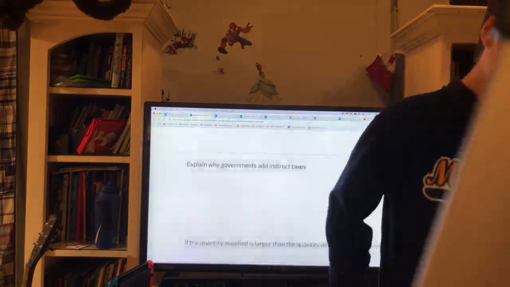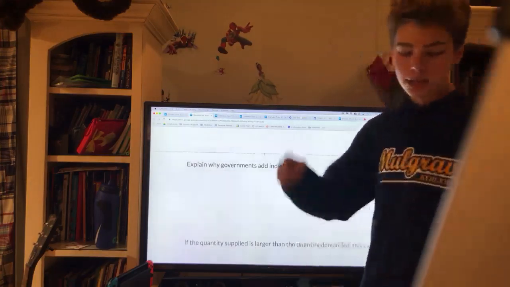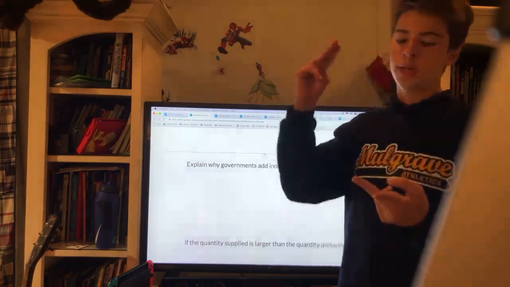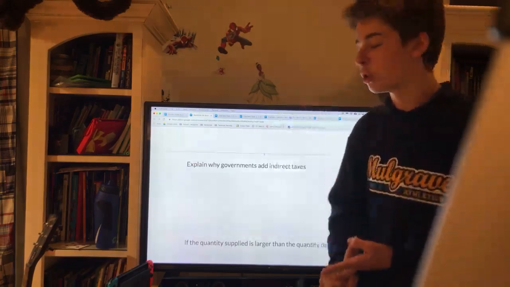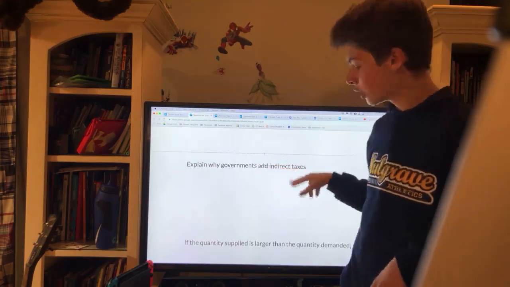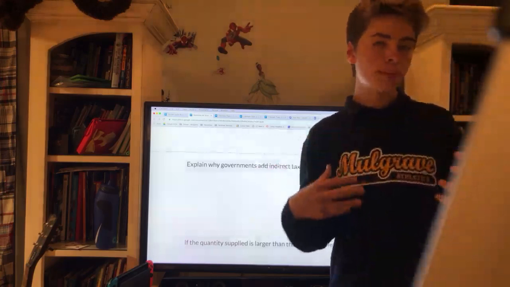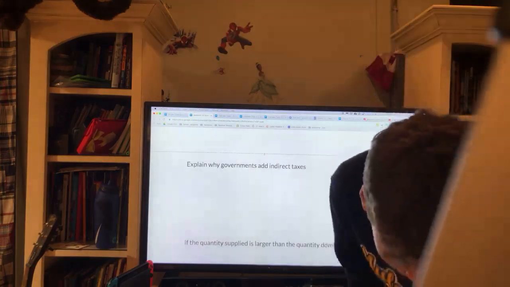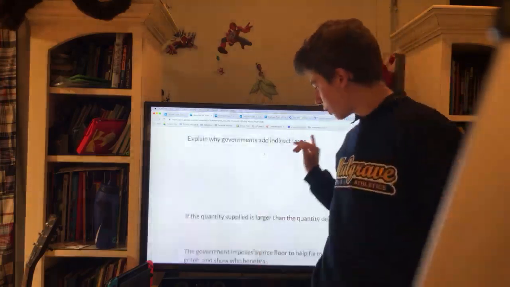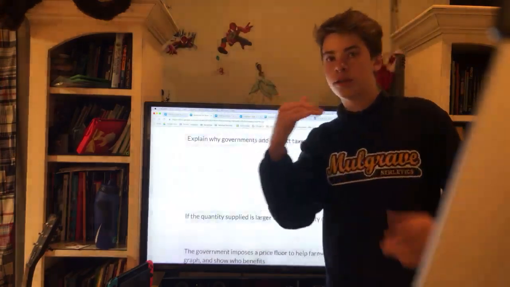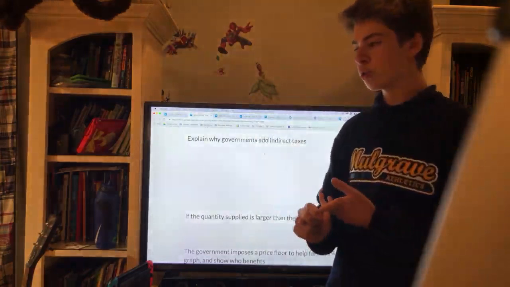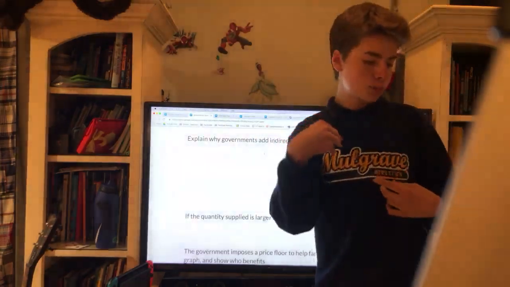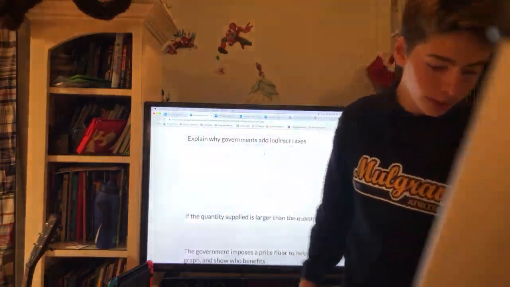Explain why governments add indirect taxes. They add indirect taxes to, number one, give them revenue, and number two, reduce the consumption of a certain good, as people don't want to buy things if they're more expensive. Also, one more important thing to note is that taxes affect the consumers and the producers, meaning that a tax doesn't only make producers pay more money, it also makes consumers pay more money.